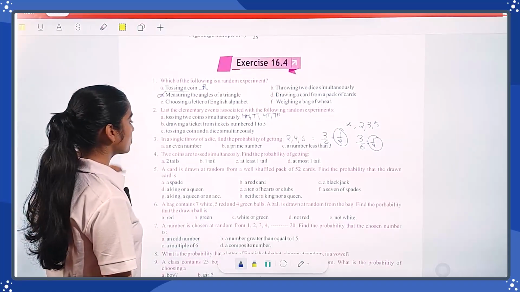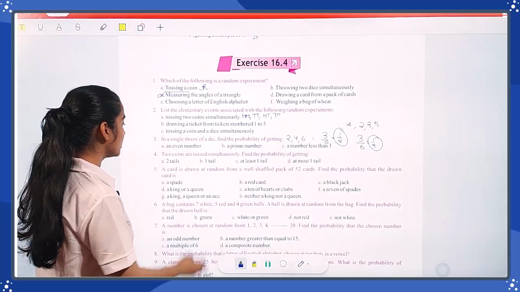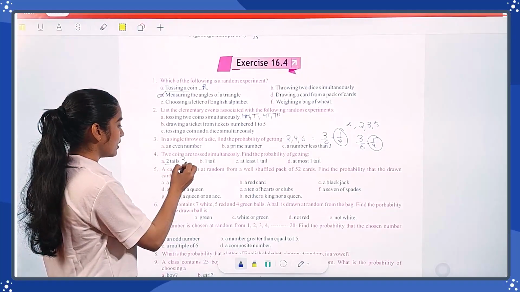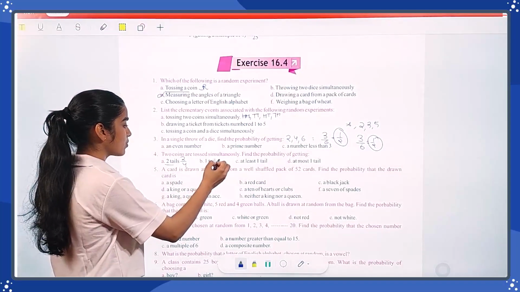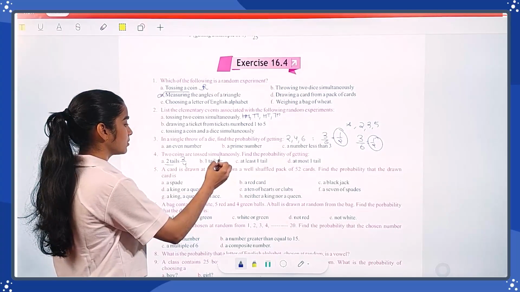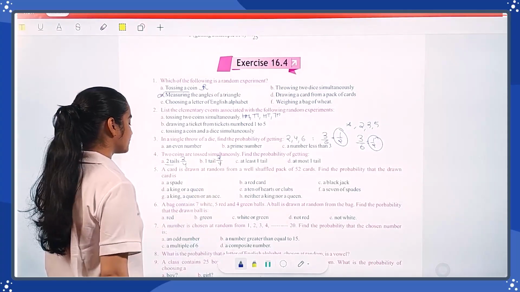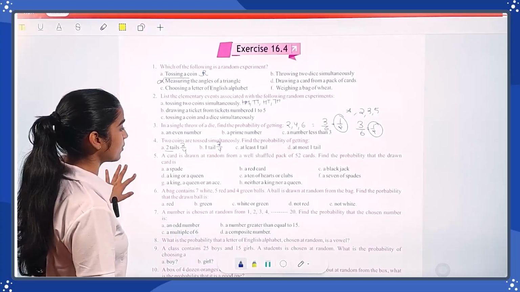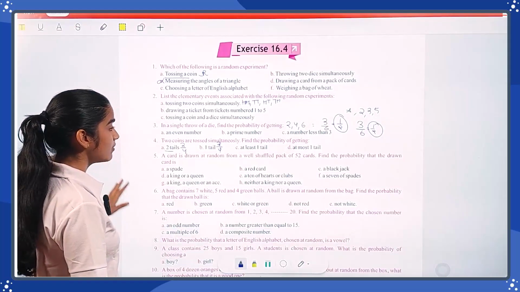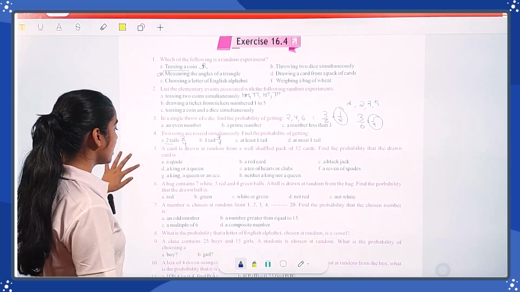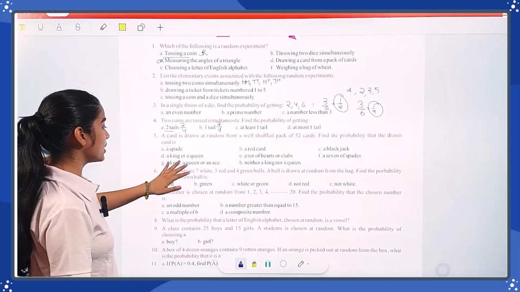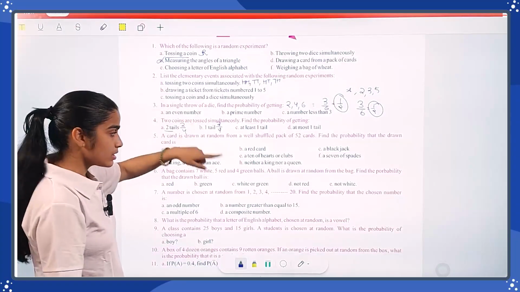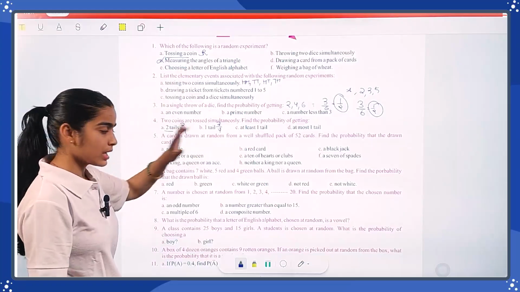Now 2 coins are tossed simultaneously. Find the probability of getting 2 tails. So 1 tail-tail outcome out of 4, so 1 by 4. A card is drawn at random from a well-shuffled pack of 52 cards. Find the probability that the card is a king, a queen or an ace. So we already discussed this question in our example. You can take a hint from that.